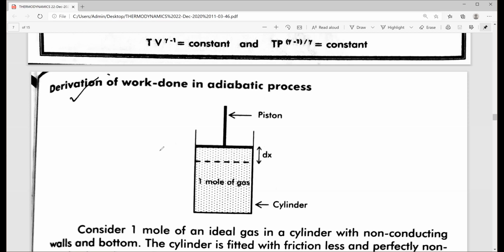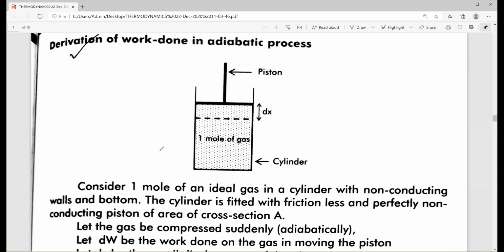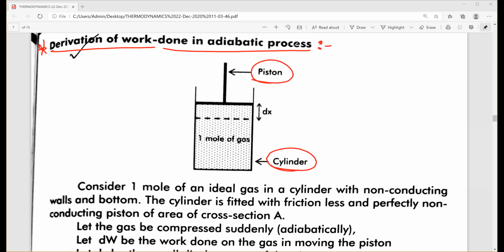So here we know adiabatic process. They may ask a question like this also: derive the work done in adiabatic process. When asked like that, first you have to draw this diagram. So we are considering the cylinder which is fitted with a piston and it consists of 1 mole of an ideal gas.